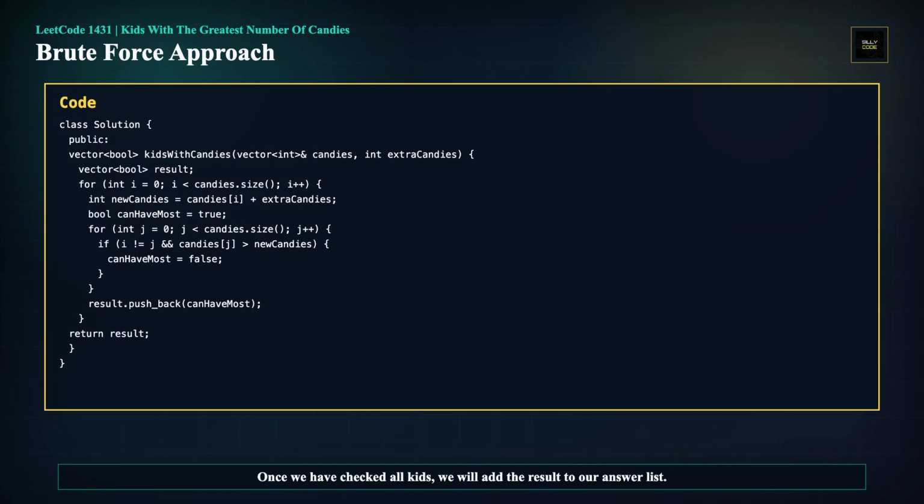Once we have checked all kids, we will add the result to our answer list. And after processing every kid, we will return the final list. The implementation is pretty straightforward. But notice something. We have ended up using two loops. One loop to pick a kid, and another loop to compare against all kids. Let us see what this actually looks like during execution.